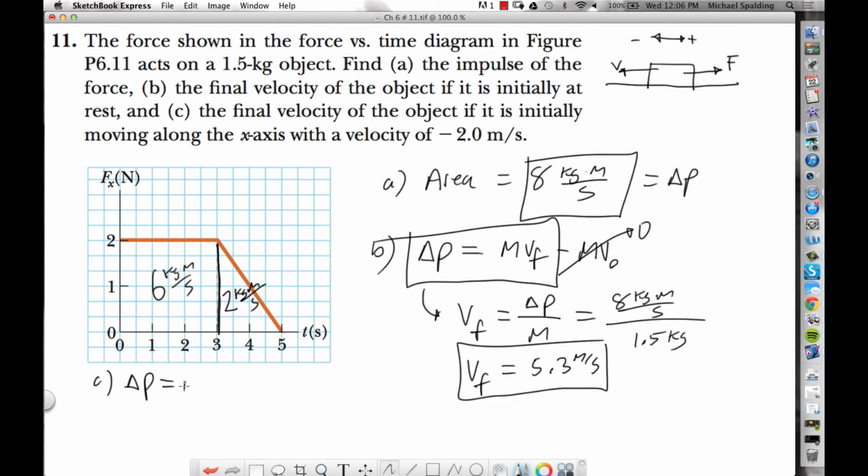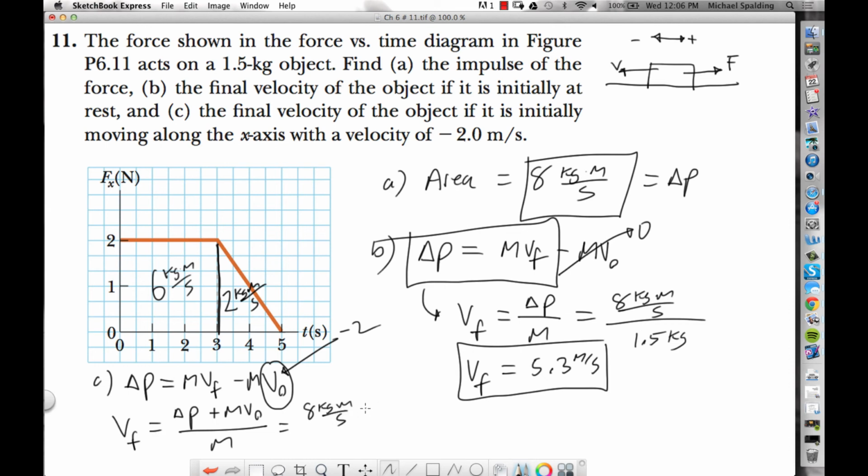Well, change of momentum equals m v final minus m v initial. We just got to make sure that we make that v initial what? Negative. -2. Okay, so we're looking for v final. v final is going to be change of momentum plus m v initial over m. So that's going to be 8, right? The change of momentum is 8, plus the mass is 1.5, and then make sure you make the velocity negative here. -2 over 1.5. So what's that going to be?